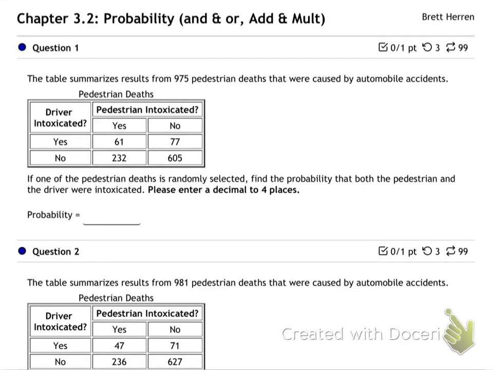This looks familiar, doesn't it? Or maybe it doesn't. I don't know. Didn't we talk about one like this? They're just going to ask us a little bit different questions now, but it's going to be a ton of tables. So, pedestrian deaths, driver intoxicated, pedestrian intoxicated. Remember what all this means.